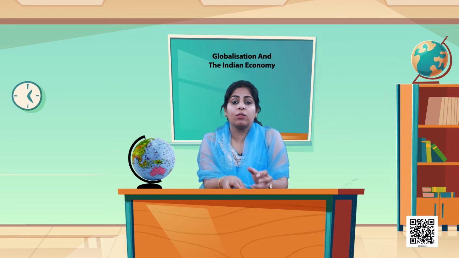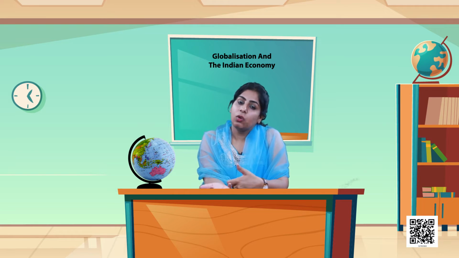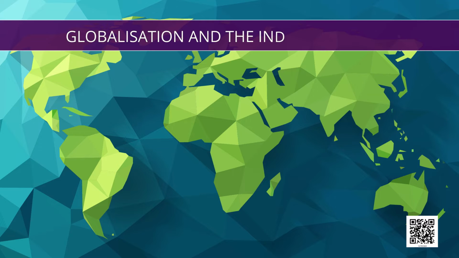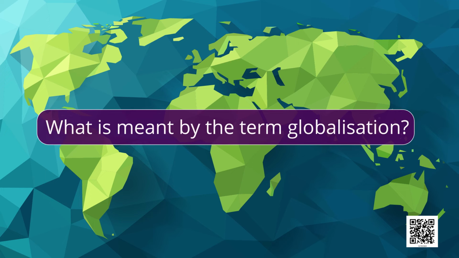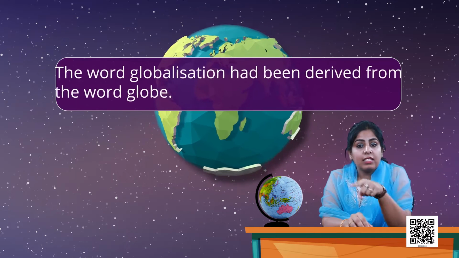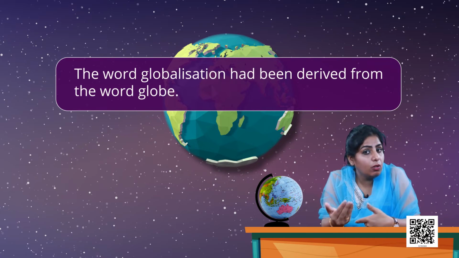Let's try to understand some important concepts and the terms that we need to understand before we go with the chapter Globalization and Indian economy. So my dear children, the first term I would like to discuss is the term globalization. What is meant by this term? Dear learners, you must have seen a globe, right? Globe depicts the continents and the countries, the oceans, the rivers and the seas on the earth, right? Children, the word globalization has been derived from the word globe.